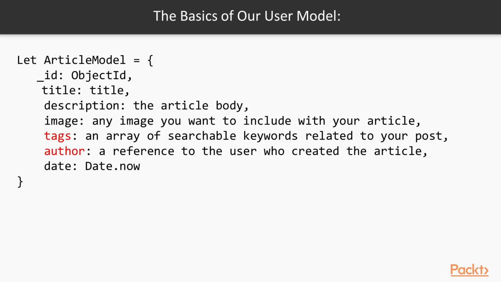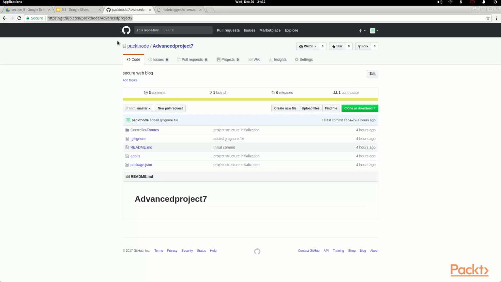And then author, which is a reference to the user who created that specific article. And then we have a date key. Files and folders that need to be created.